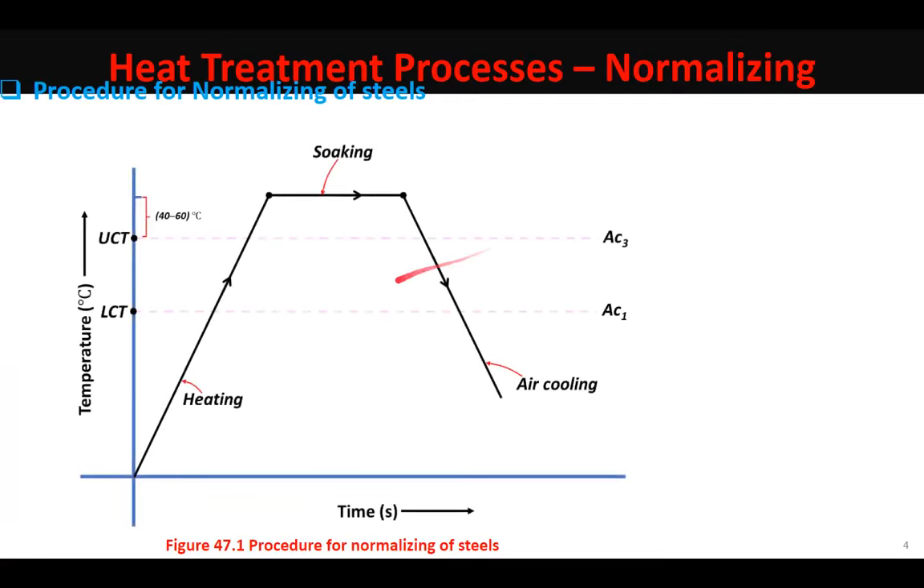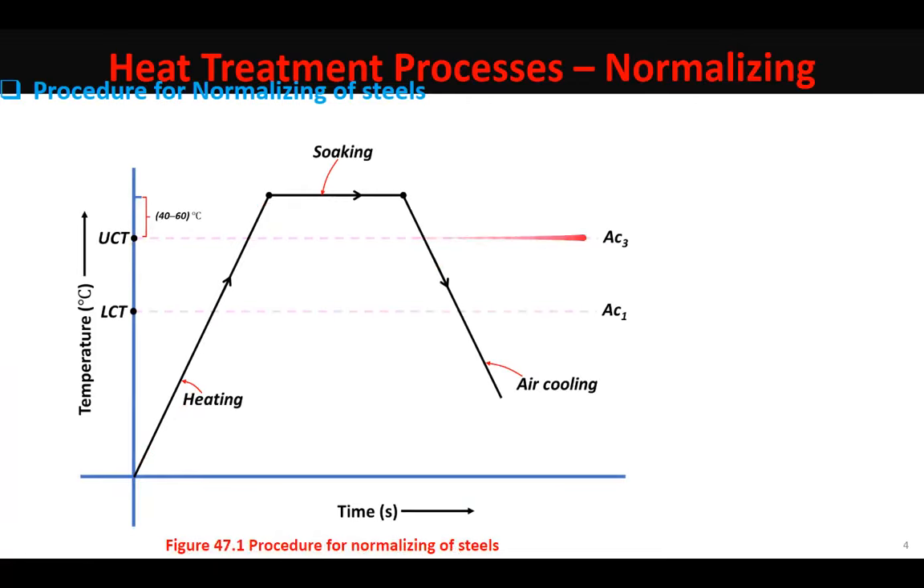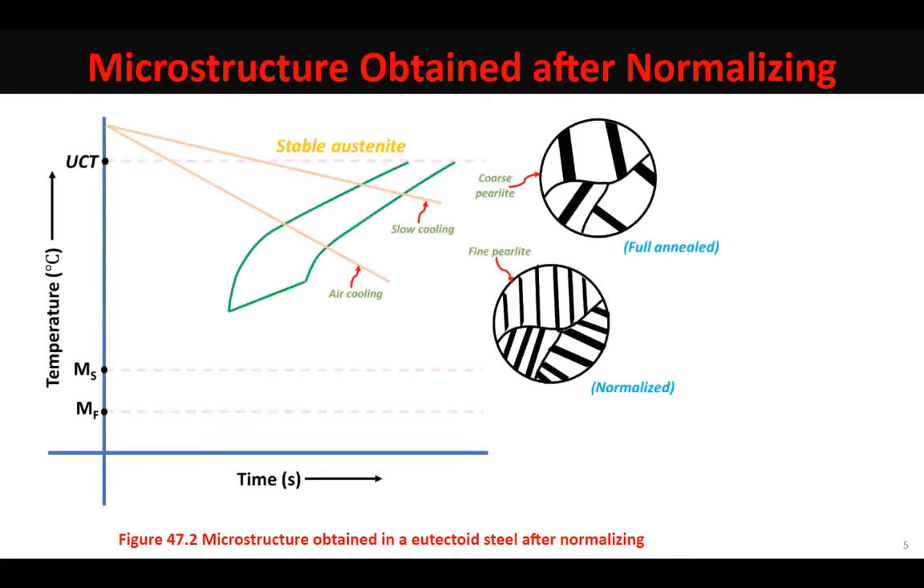So I'll show to you first what is the procedure of normalizing. And here you can see that we are heating the steel to a temperature which is more than the upper critical temperature of the steel. Generally we go to 40 to 60 degrees above the upper critical temperature for hypoeutectoid steels, and for hypereutectoid steels we go up to about 30 to 50 degrees centigrade more than the upper critical temperature. We soak the steel for some time, and right from here we start doing air cooling of the steel down till the room temperature. Okay, then what is the microstructure that is obtained in the steel after normalizing?